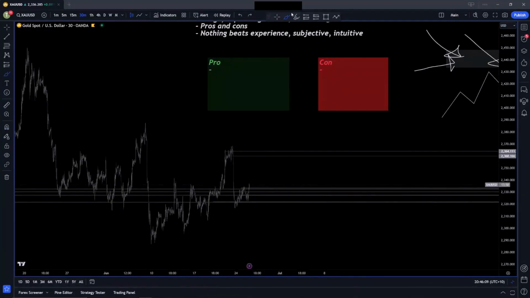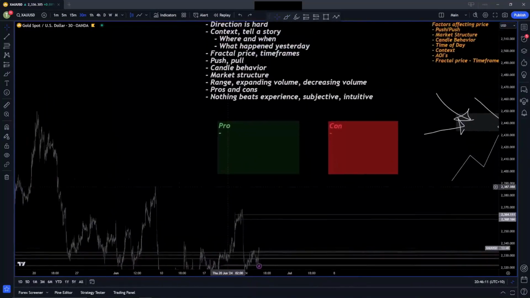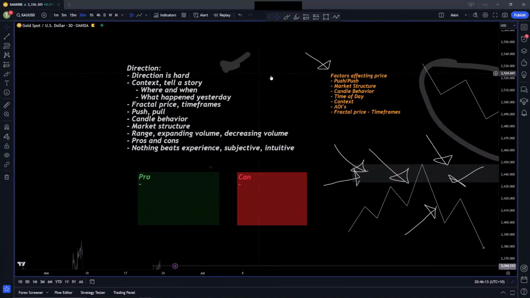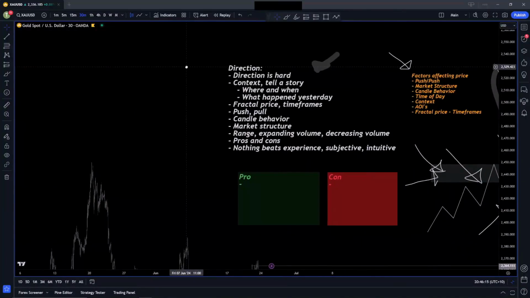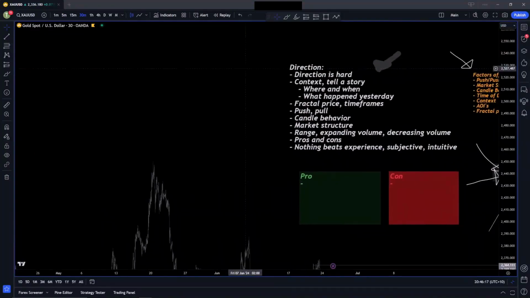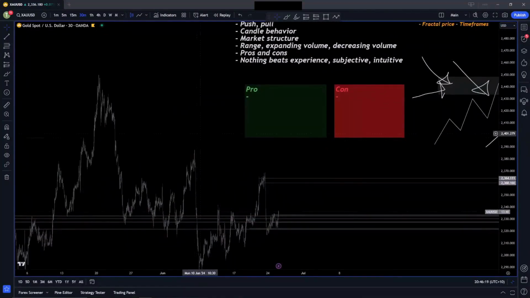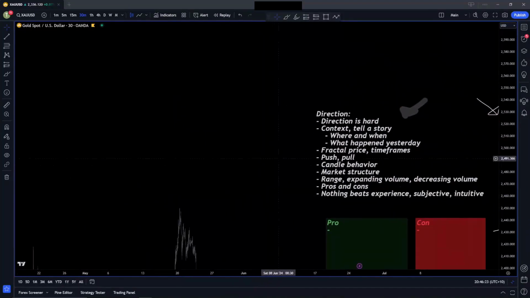It's all fractal as well. So push and a pull, and you're kind of looking at where that is on high time frame for that push and pull, but also on lower time frame. So if you're scalping like me, the low time frames have more weight. You want to be entering with low time frame volume, low time frame direction.